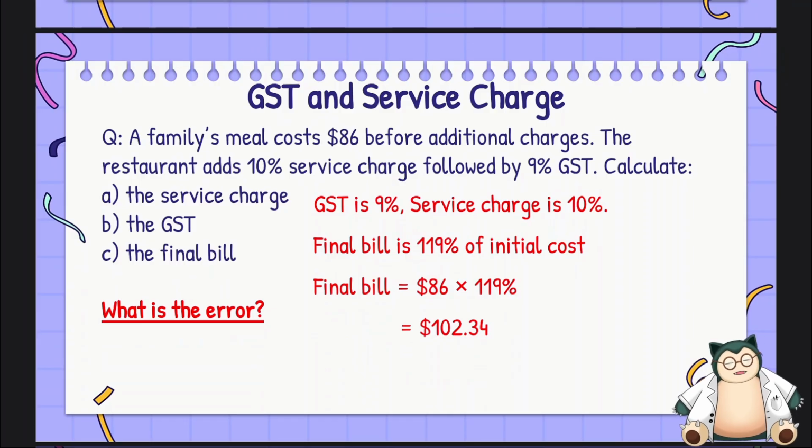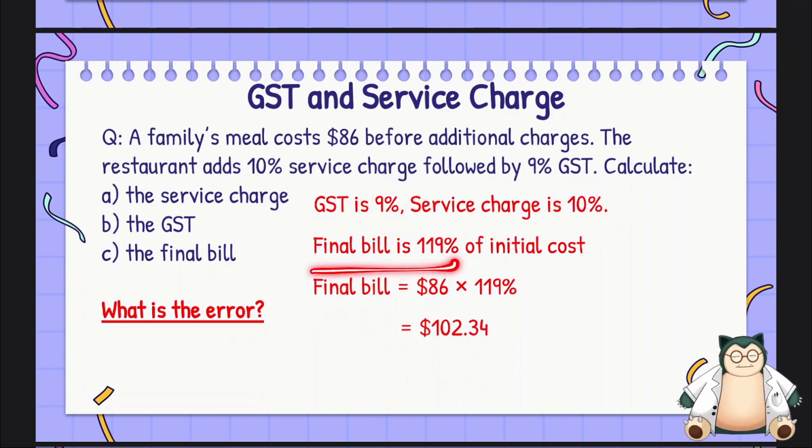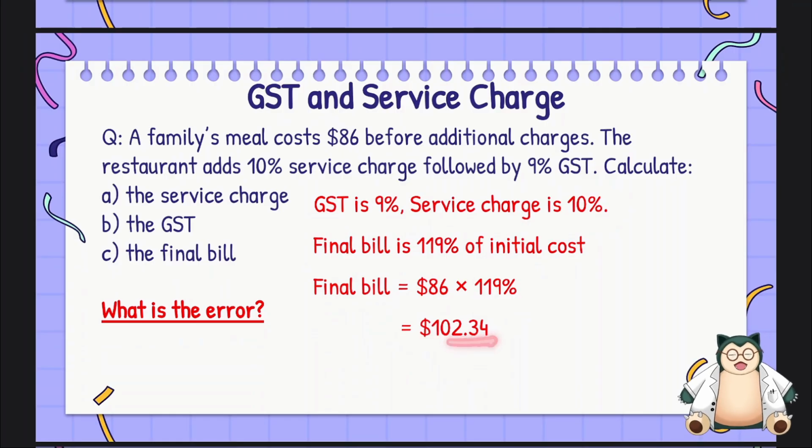Look at this. So what is the error in the working? And it's that same question. GST 9%, service charge 10%. So if 9% and 10%, then our final bill is simply adding 100% plus 9 plus 10, which gives us a final bill of 119%. And if we multiply 119% by $86, our bill is just $102.34. Okay, very nice, 234. Okay, try to find the error.